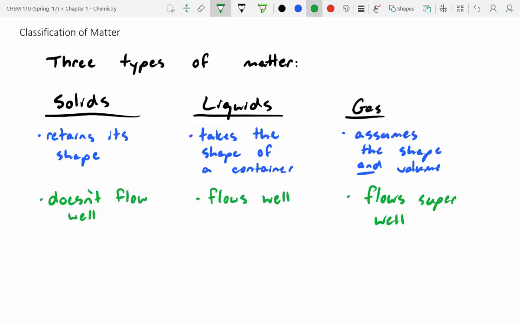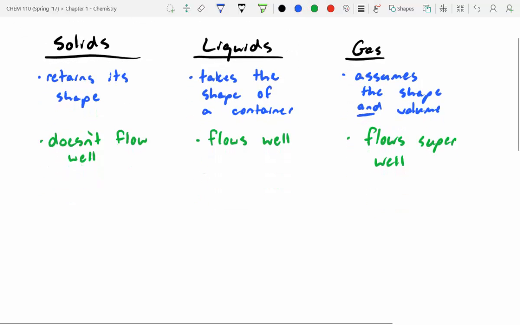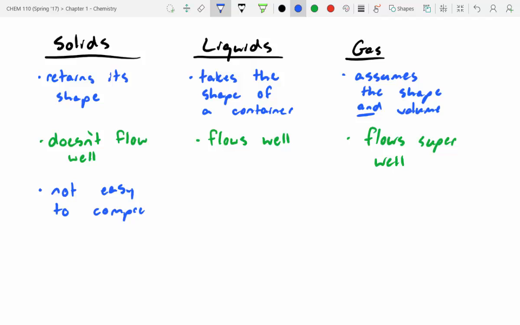And then the other thing we can measure too is compression. Is it very easy to compress a solid? No. So not easy to compress. Liquids are also not very easy to compress. And then last but not least, can we compress gas? Yeah, absolutely. If you've gone scuba diving, you've had a compressed gas cylinder on your back. So gas tanks are very, very common, and it is easy to compress.